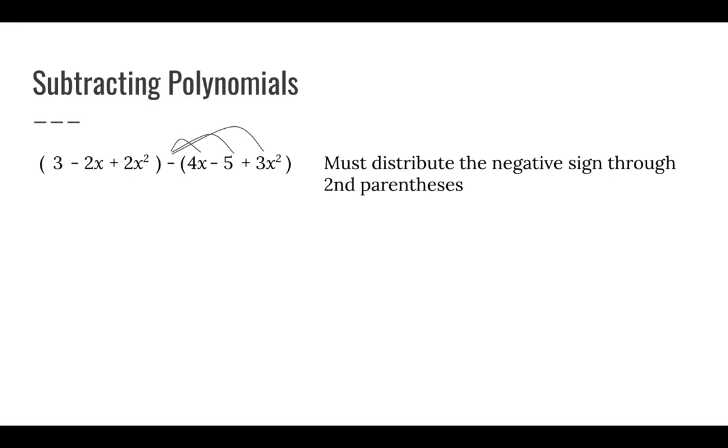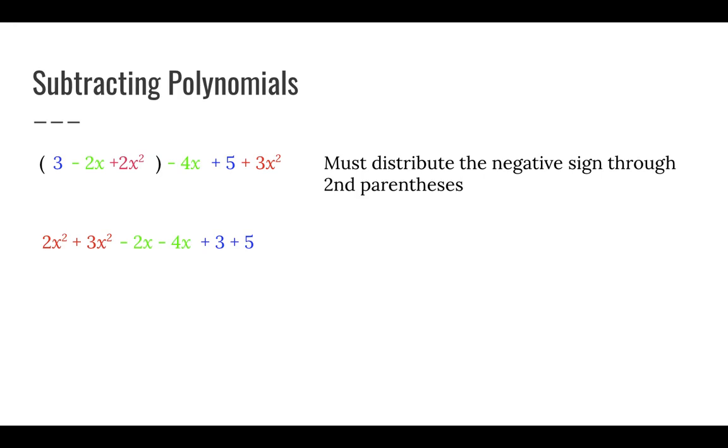So the 4x is going to change into a minus 4x. The minus 5 will change to a plus 5. And the plus 3x squared will change to a minus 3x squared. Then I can look and see, where are my like terms at? I have x squareds that are like, I have x's that are like, and I have constants that are like. I will group them up, and then finally add my numbers up.